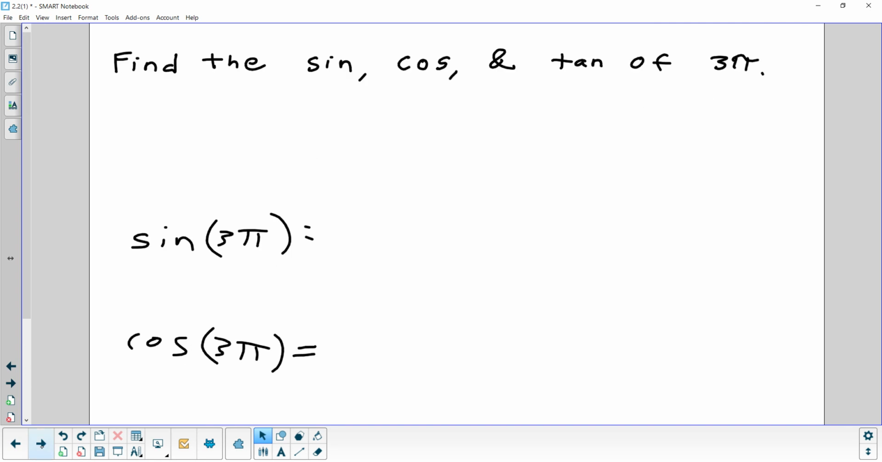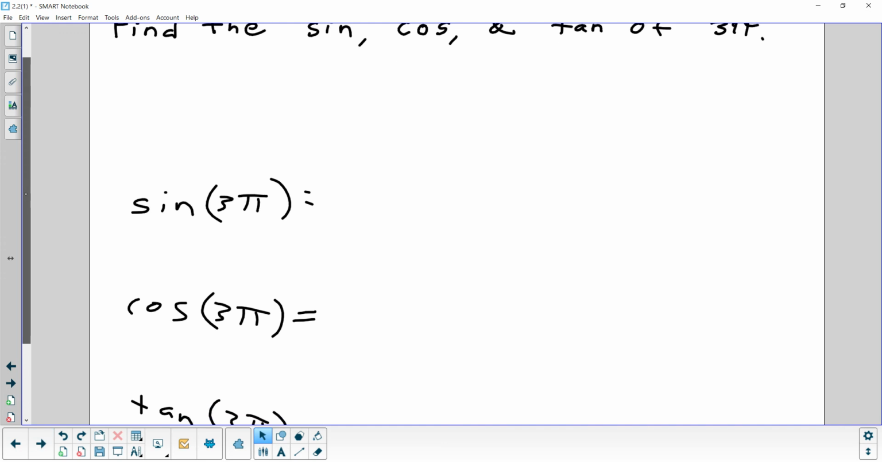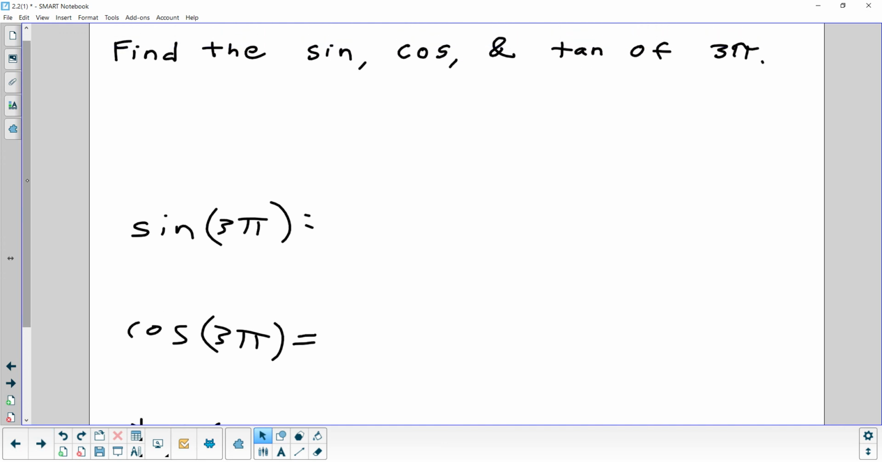All right, this one I'm going to let you guys try. This time it's only asking for 3: the sine, the cosine, and the tangent. But what's different about this, even different from the last problem? Vivian? This is radian. It's in radians.